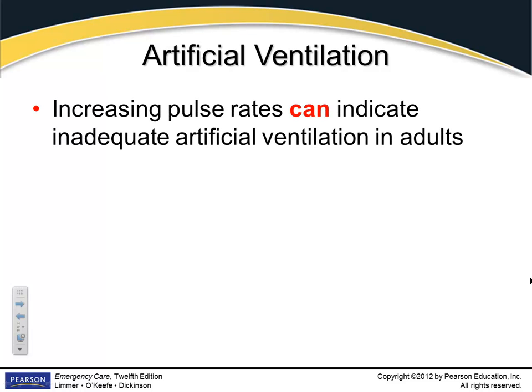Now, your textbook talks about increasing pulse rates, decreasing pulse rates. If the pulse rate is going up and there's nothing else that's changed, it may indicate that you're not ventilating them enough. It may indicate they're getting hypoxic, but it could also indicate a whole host of other things. So your textbook says this, but I don't put a whole lot of stock in it, because what else could make your heart rate go up?